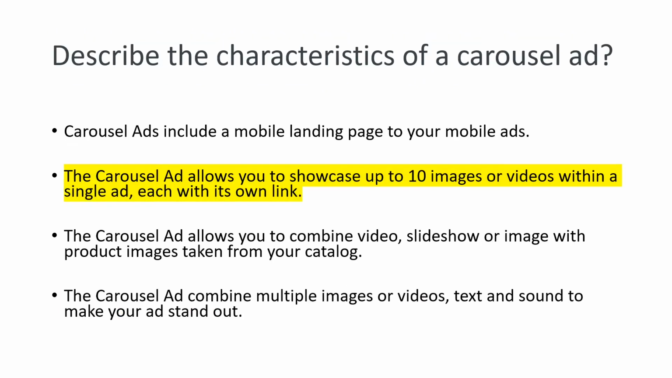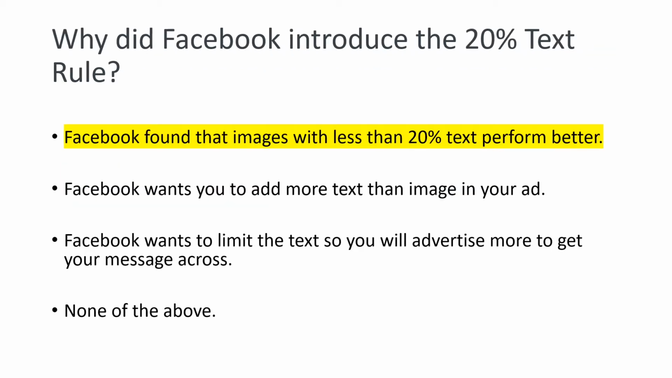53. Describe the characteristics of a carousel ad. The carousel ad allows you to showcase up to 10 images or videos within a single ad, each with its own link. 54. Why did Facebook introduce the 20% text rule? Facebook found that images with less than 20% text perform better.